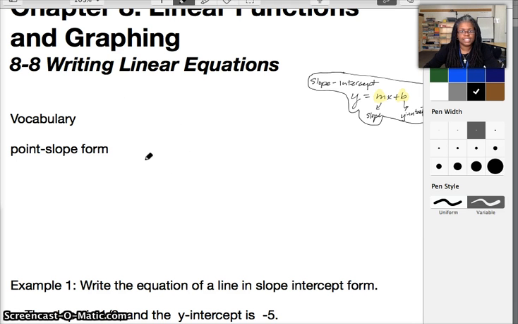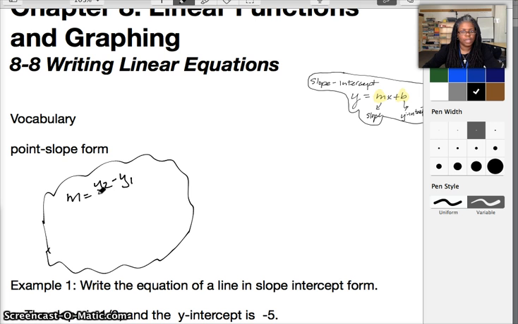You guys remember we said, this is kind of a thought bubble here. You guys remember that we talked about the slope of a line as m is equal to y sub 2 minus y sub 1 over x sub 2 minus x sub 1. We called that change in y over change in x. Well, what happens is we could multiply both sides of the equation by x sub 2 minus x sub 1. When I do that, these guys cancel out and I'm left with this.